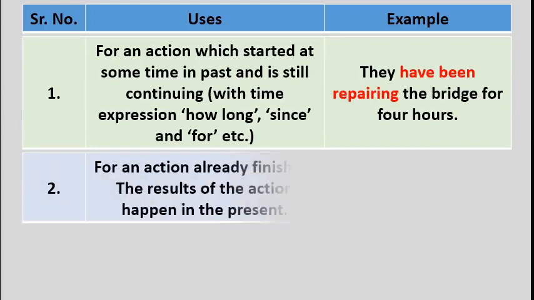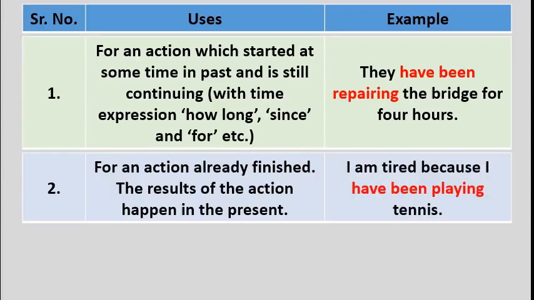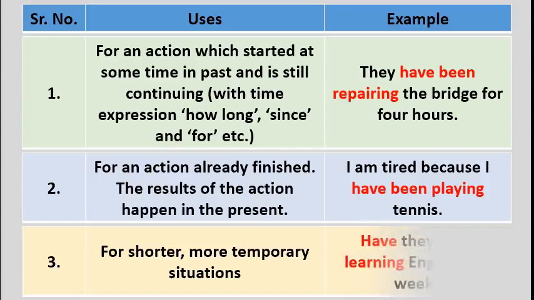Number 2. It is used for an action already finished. The results of the action happen in the present. For example, I am tired because I have been playing tennis. Number 3. It is used for shorter, more temporary situations. For example, have they been learning English this week? So these were the uses of present perfect continuous tense.